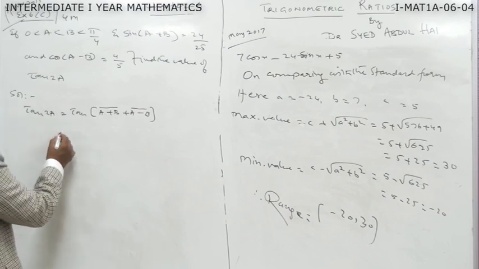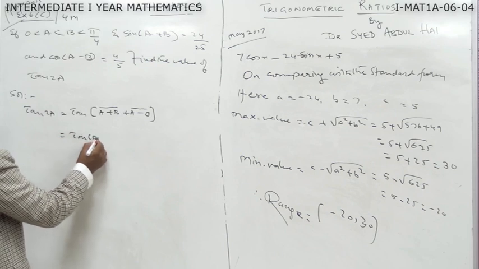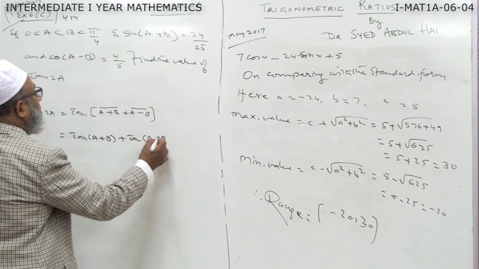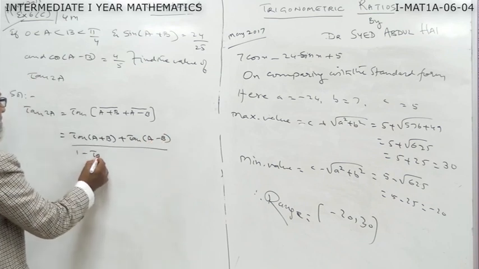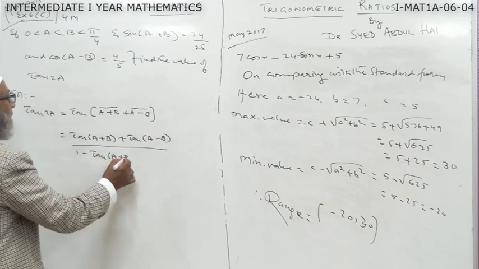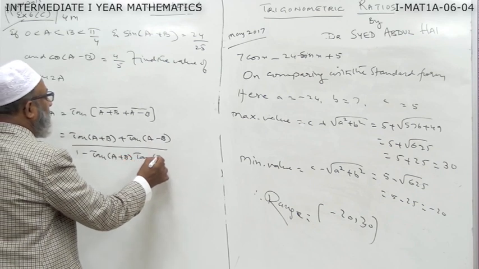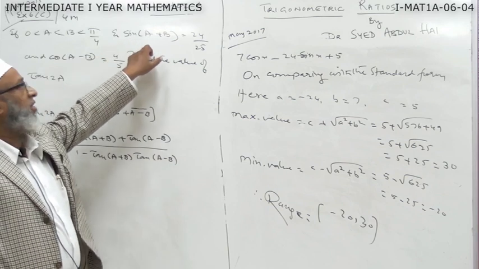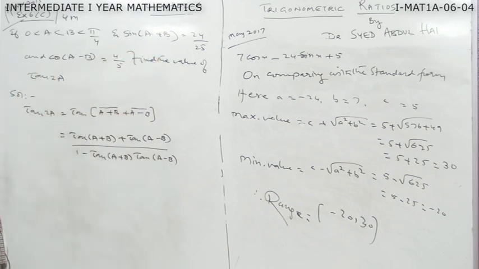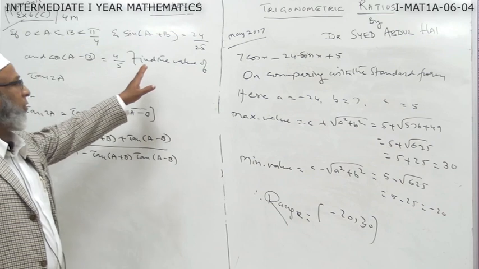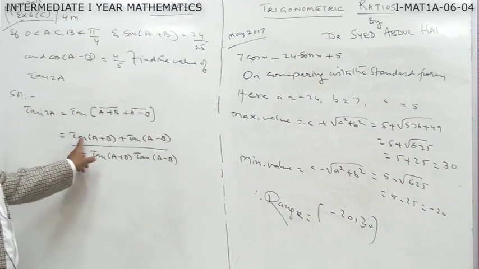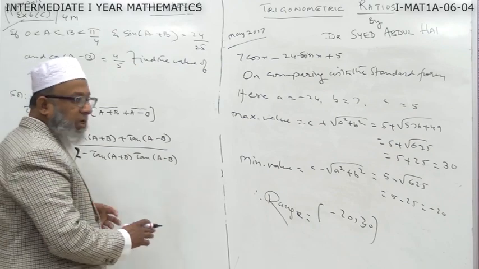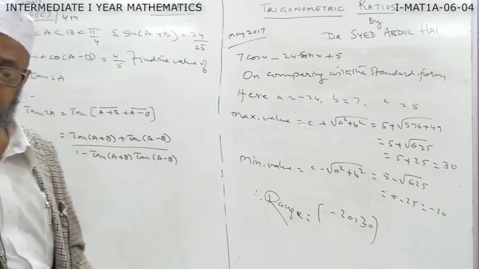So it gives me tan alpha plus tan beta by 1 minus tan alpha into tan beta. Now, with the help of the given values sin of a plus b and cos of a minus b, I have to calculate the values of tan of a plus b and tan of a minus b. Is it clear?